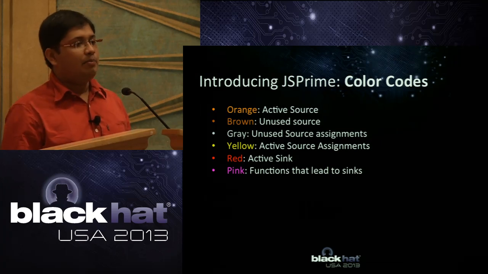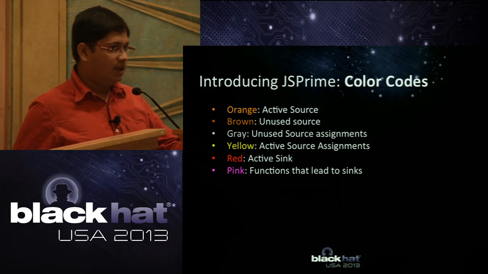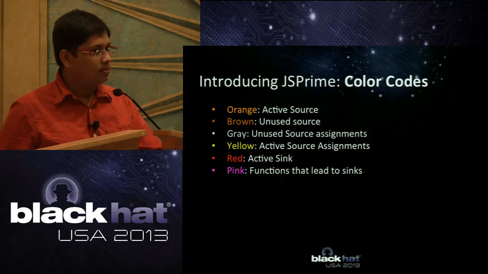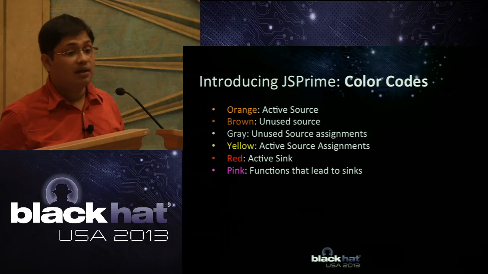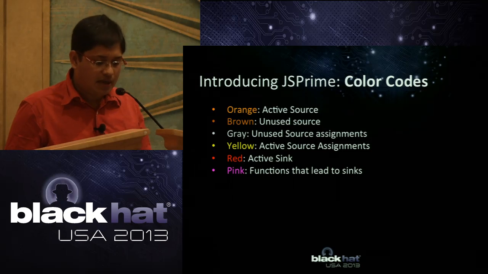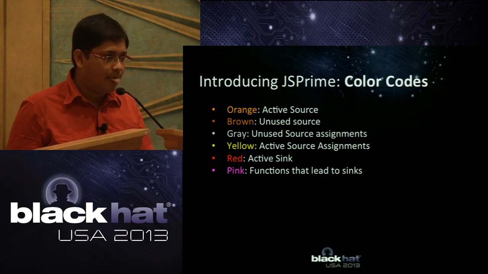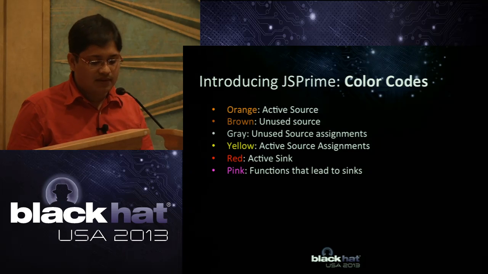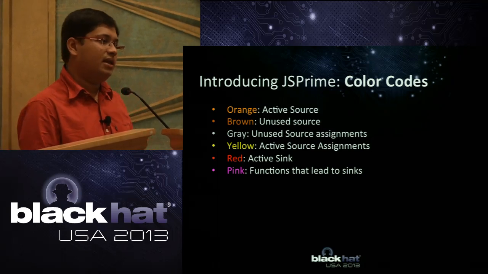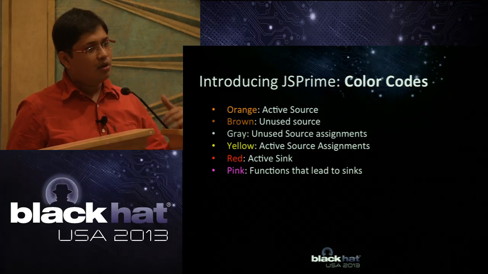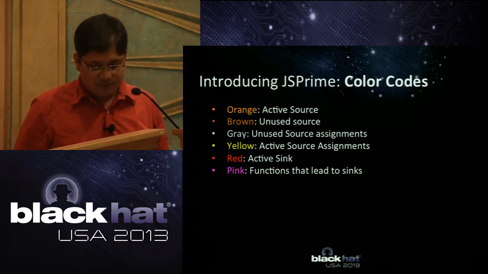Active source assignments, for example, we have a location.hash which is reaching eval via a third step, say x is equal to something, so there is a third intermediary assignment. We mark them in yellow color, which is an active source assignment. Red is the sink. If we find that there is a source-sink pair that's causing an execution, we mark that sink as red. And pink color is for functions that lead to sinks, I mean functions which take arguments and pass them to the sinks. We mark them in pink color.